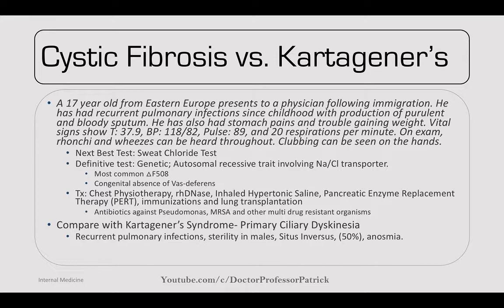You can compare this with Kartagener's syndrome or primary ciliary dyskinesia. These people also have recurrent pulmonary infections and sterility in males. Interestingly, in 50% of them, you can have situs inversus, where the heart is on the wrong side of the chest. And this is from the cilia not being able to push the heart in the right direction. And they get these recurrent infections because they are not able to push the mucus from the lungs and expel it out of their mouth.